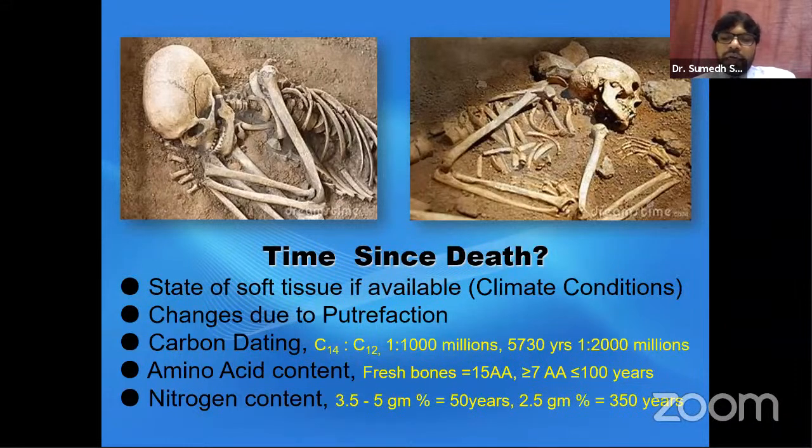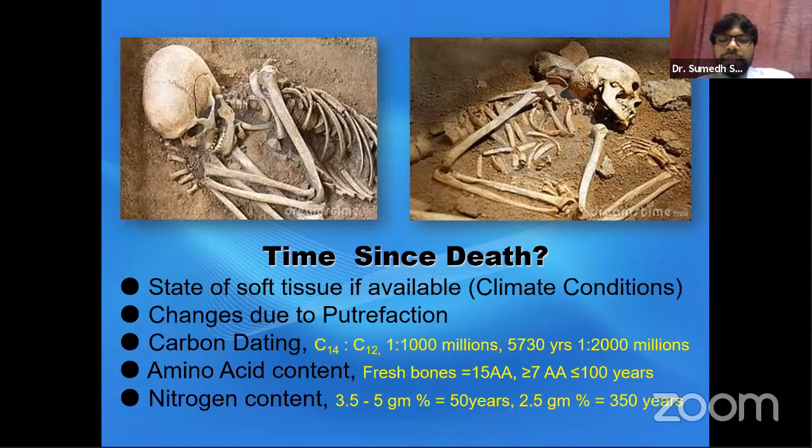So this is a radioactive isotope. All animals and plants, when they are living, are absorbing this carbon. Once they die, they are not able to absorb any further carbon. So this carbon starts decaying, and this is a radioactive isotope. On the basis of the availability of this C14 and C12 isotope, one can easily go for fossil dating, how many years have passed, or the time since death.